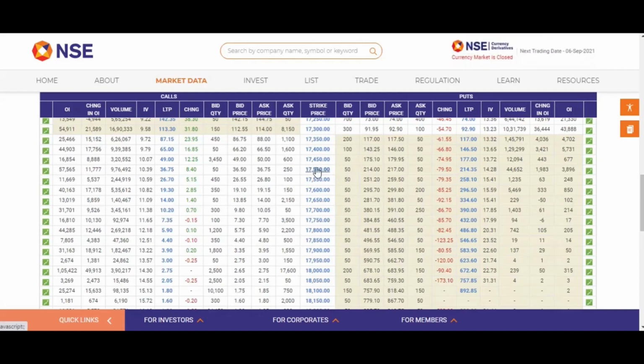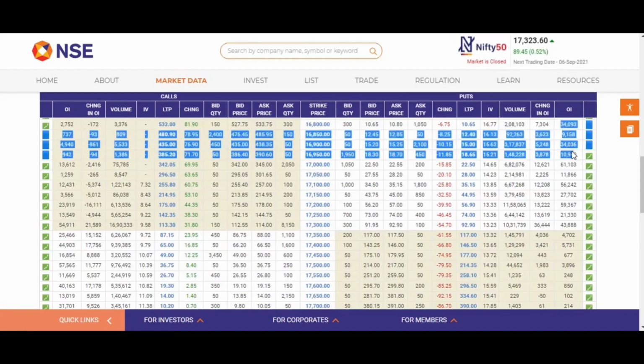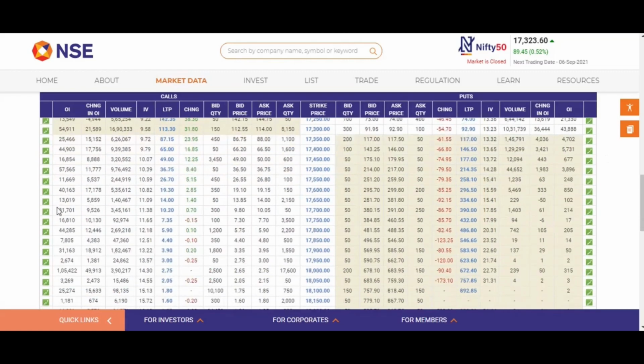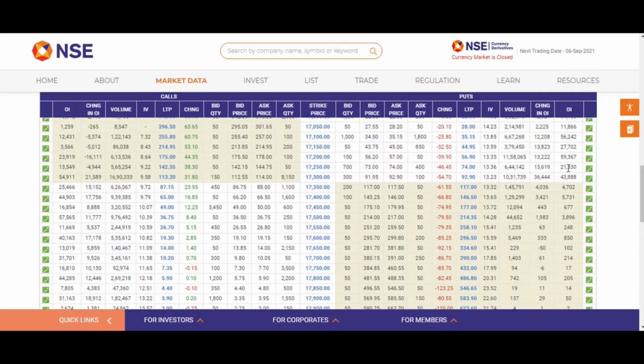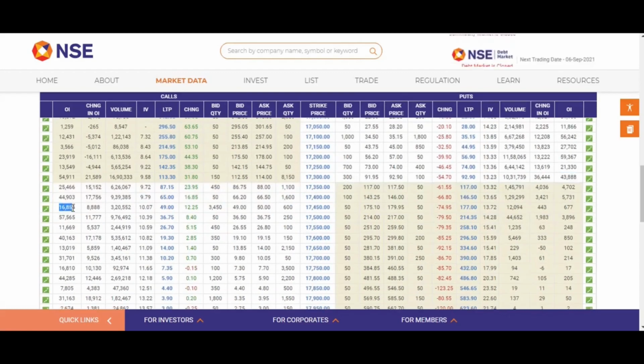Now, because there is so much selling going on in these put options, other option sellers look at this data and they start selling put options as well, which creates huge open interest on the puts side. As you can see, the total OI over here is way higher than the total OI over here. You can calculate it yourself, but it is clearly visible to the naked eye that 61,000, 56,000, 59,000, 43,000 is way more than these 16,000, 11,000, 13,000, 40,000.